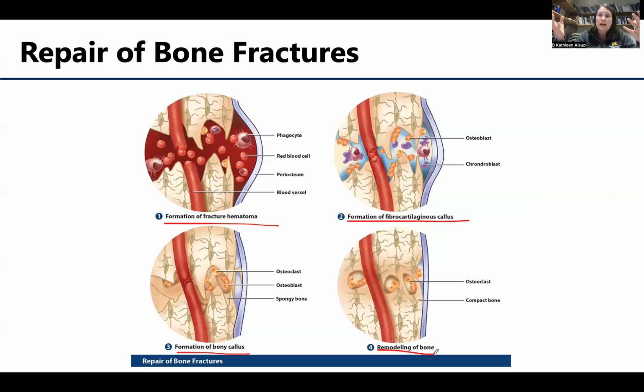Did that blood supply become refreshed in that region? That type of thing will have a lot to do with whether you get the bone to look more like what it looked like pre-fracture. But these are the typical 4 steps in terms of repair of bony fractures.